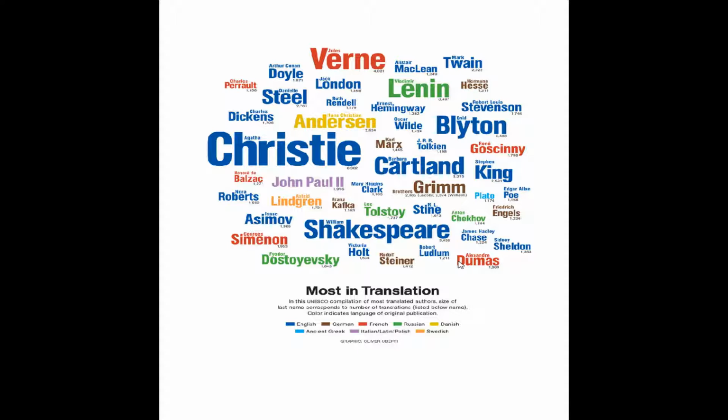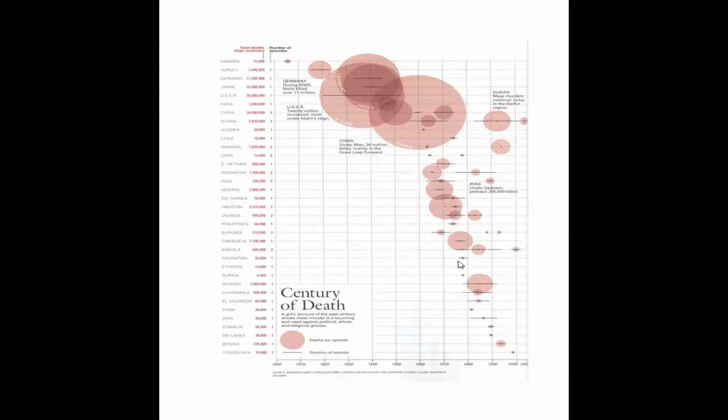We can find that Agatha Christie ranks 1 with the number of translations, 6,362, followed by Shakespeare and Enid Blyton. And for the German language, we find that Brothers Grimm comes first. For French language, it is Jules Verne, and for Danish it is Andersen with 2,624 translations. Beautiful graph. The second one has to do with century of death.